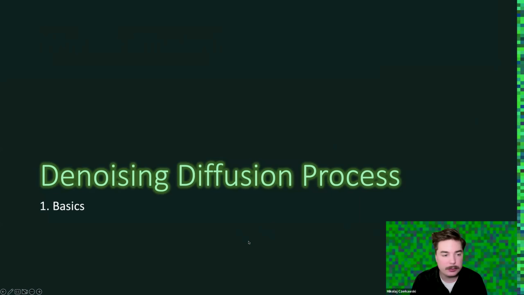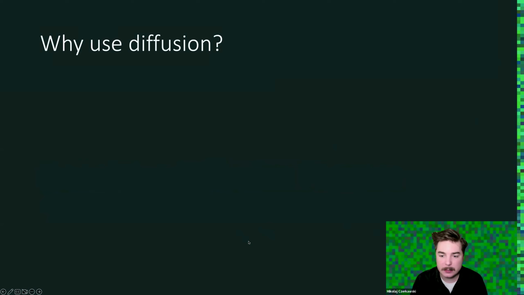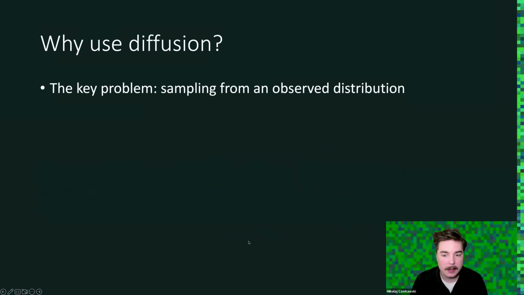Okay, so let's go through some intuition behind the denoising diffusion process. So the first question we might ask is why use diffusion at all? And effectively, this is a solution to a well-known problem of sampling from an observed distribution. So we can imagine we have a set of samples, and these could be images, and we want to generate more samples that resemble the samples in the data set.